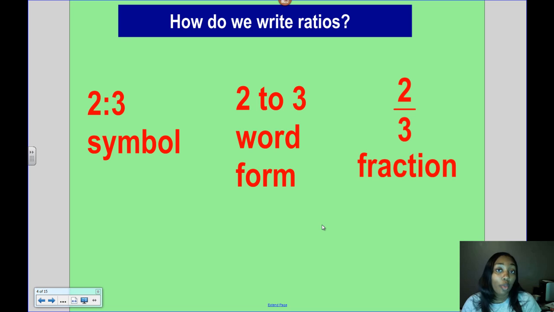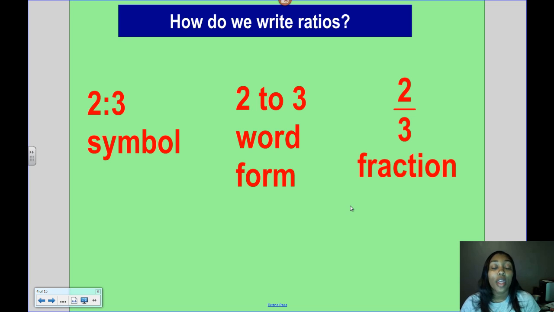So how do we write ratios? There's a couple different ways that we can actually write a ratio. The first way is using a symbol. We can use this symbol here, which is the colon. So of course we'd have our first number, then the colon, and then the second number. Another way that we can write a ratio is in word form by using the word to. So we could say that this would be 2 to 3.